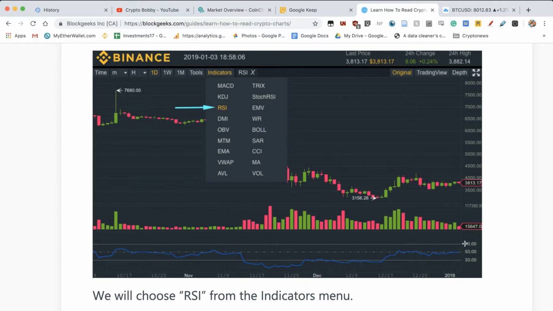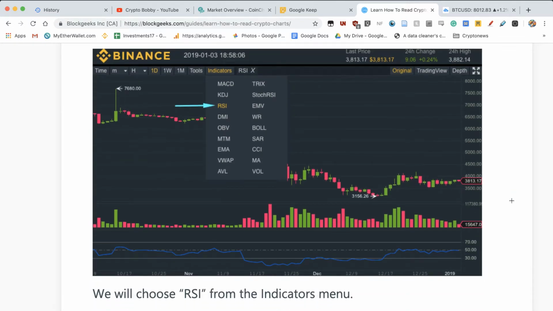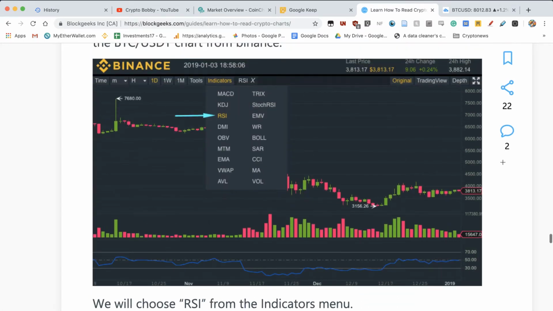So the rule of thumb is you don't really want to be buying too much when the cryptocurrency asset that you're looking at is above the 70 range, and you don't really want to be selling this cryptocurrency asset when it's below the 30 RSI range, as that would mean you'll be buying at the top and selling the lows. So that's not something that you want to do.